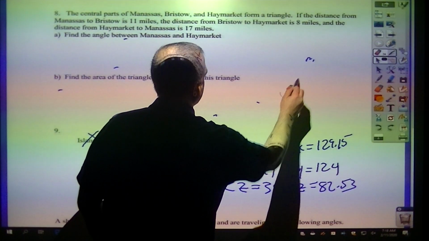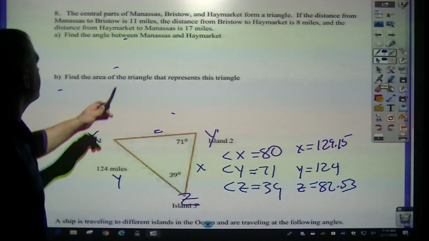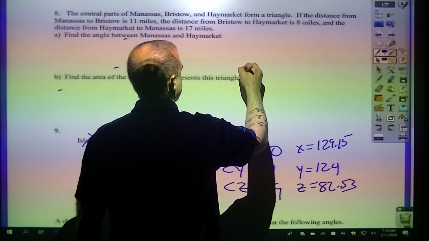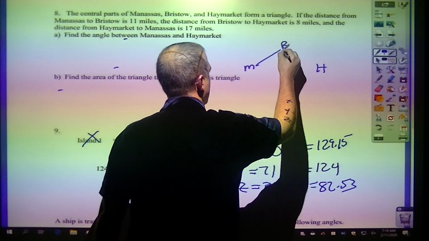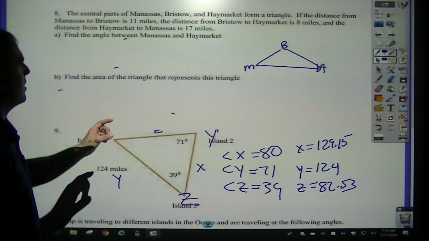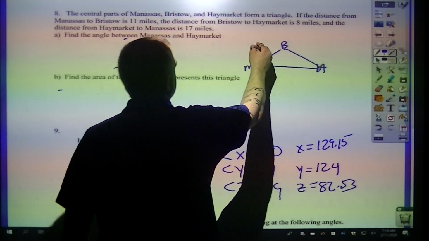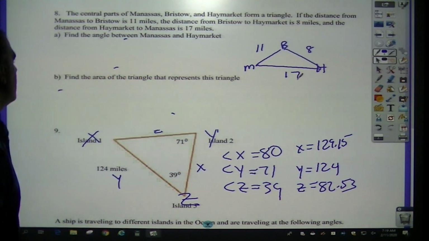All right, so this talks about drawing a map. It's Manassas, Bristow, Haymarket. So let's say this is Manassas, this is Bristow, this is Haymarket. I'm going to make a triangle. The distance from Manassas to Bristow is 11. Bristow to Haymarket is 8. This is 17.